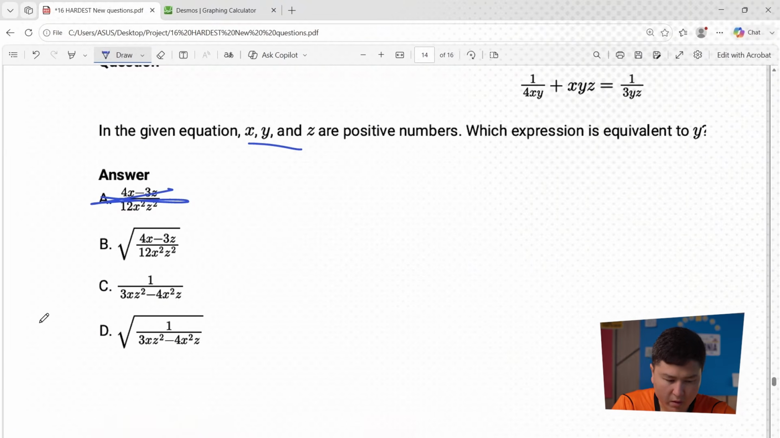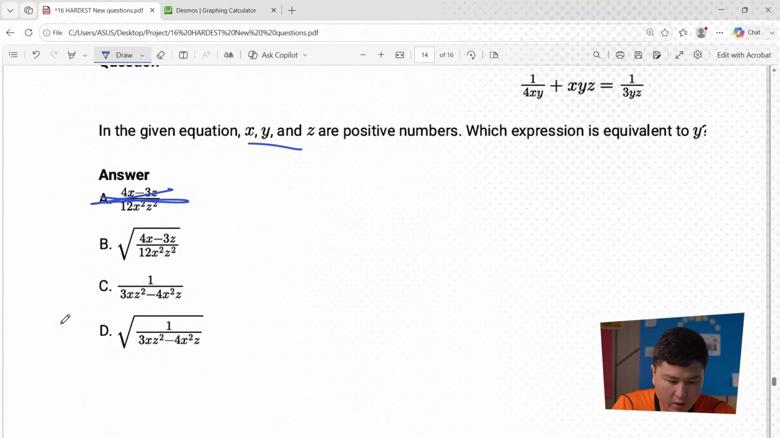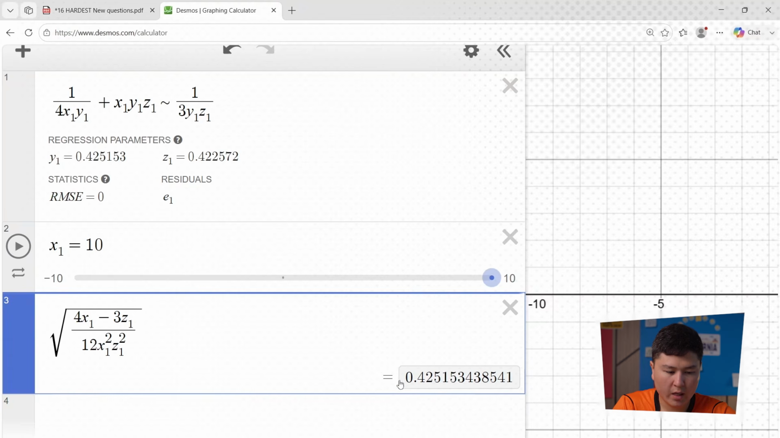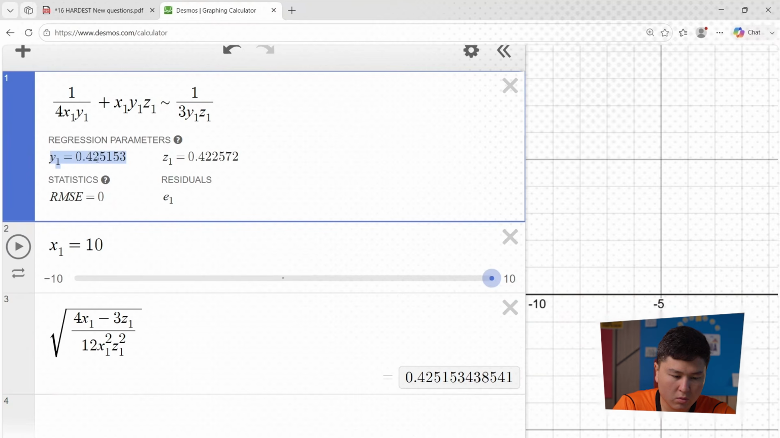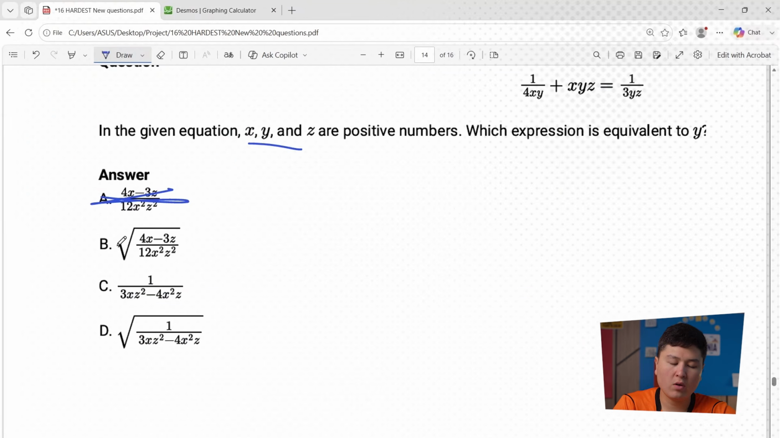Square root of, if I'm not mistaken, this is the same. Yeah. Write it down for x. And do we have this value here? Yes, of course. The y value is 0.4551353. And you also have this value, which is the same. So the answer is just B.